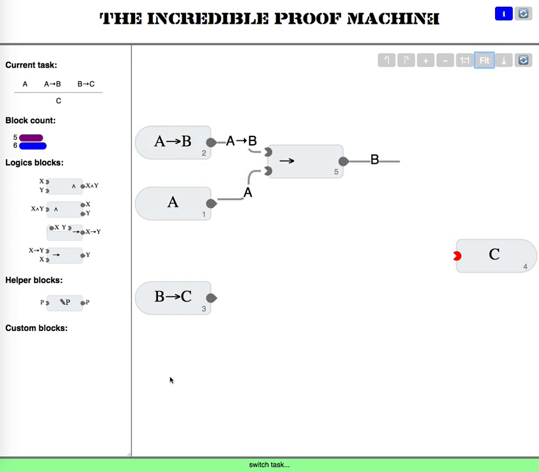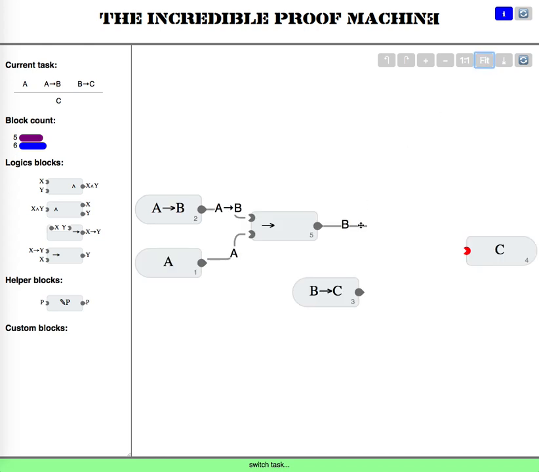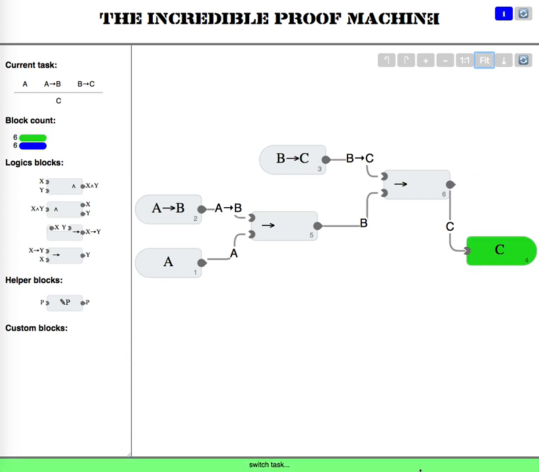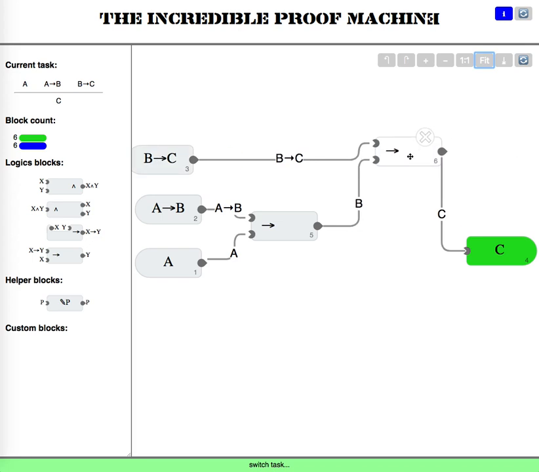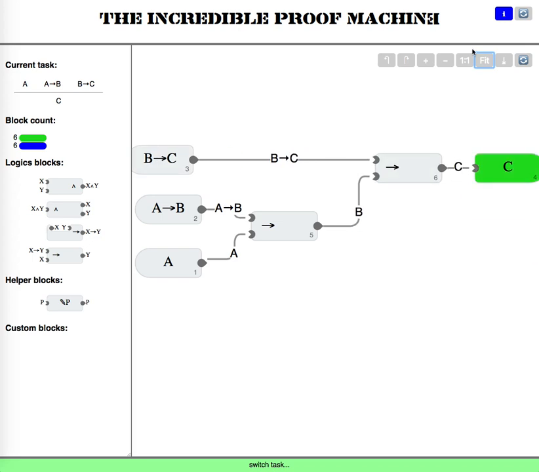Right, then you get B, right? Okay, and then we have B implies C, and then we have B, right? So we can break that apart. So let's put the implies up here. And that gets us C. You get it? I could bring this thing back here, and then you can kind of see how that works. You get what I'm saying?